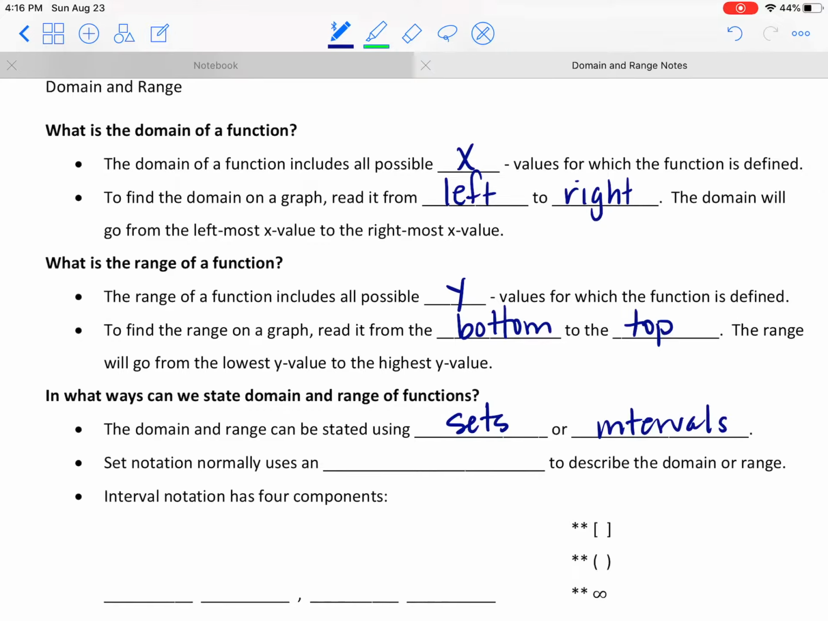And it looks really sloppy. My penmanship's not, yeah. Technology. Okay. Intervals. There we go.